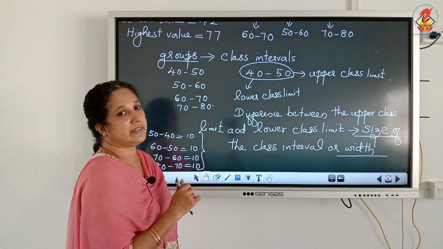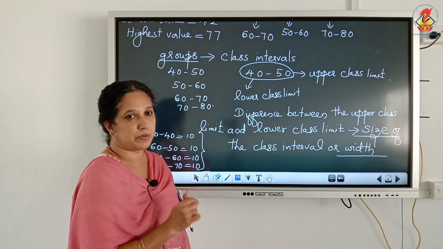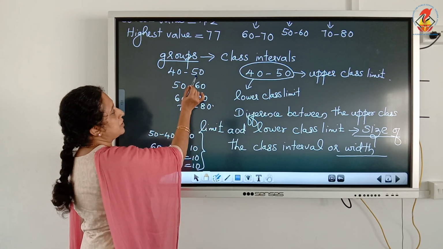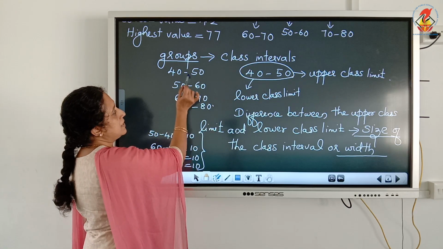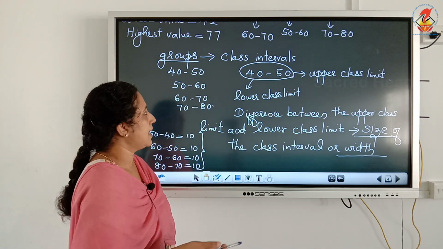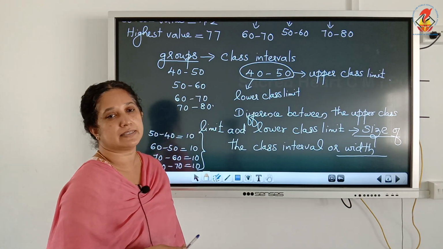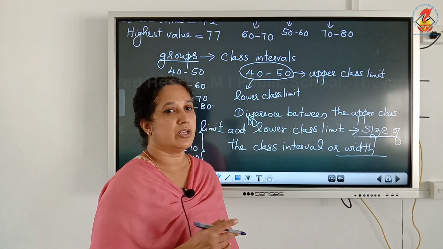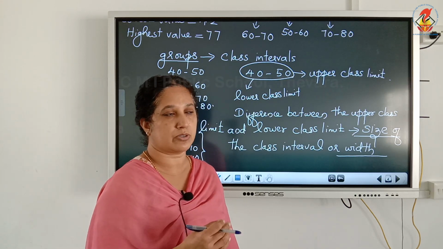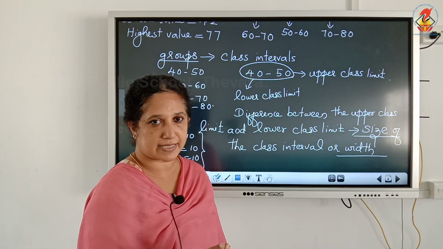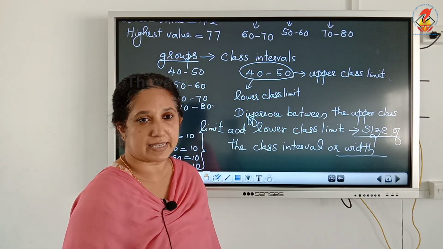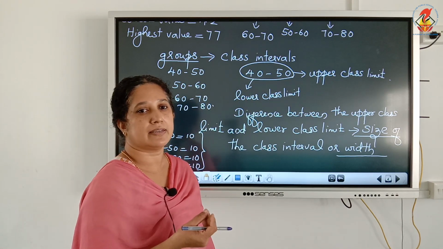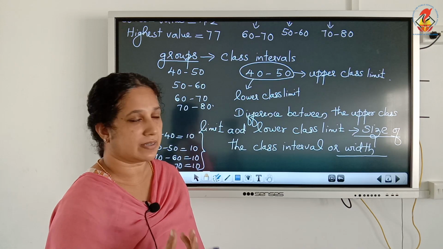So here we can divide the data into different groups, and the groups are known as class intervals. When you consider a class interval, for example 40 to 50, 40 is the lower class limit and 50 is the upper class limit, and the difference between them is known as the size or width of the class interval. To make the groups, you can decide the size. You can take it as 10, 5 or 2. Depending upon the data, you can select the size of the class intervals.